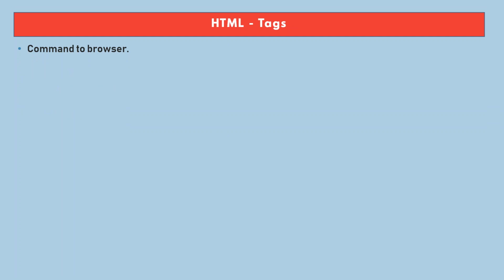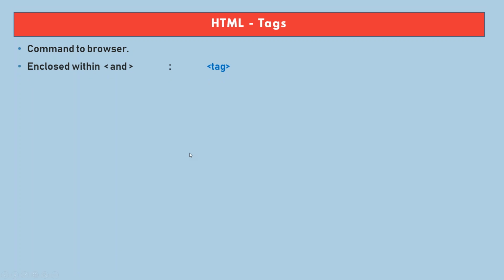And we have something like HTML tags. An HTML tag is nothing but a command to the browser. I'm going to pass a command to the browser saying, hey browser, display this particular heading, display the paragraph, display the table. So any kind of command or instruction to the browser is nothing but a tag.